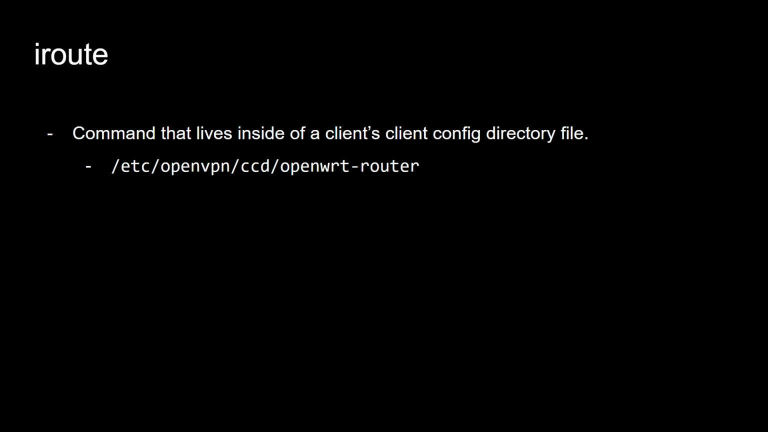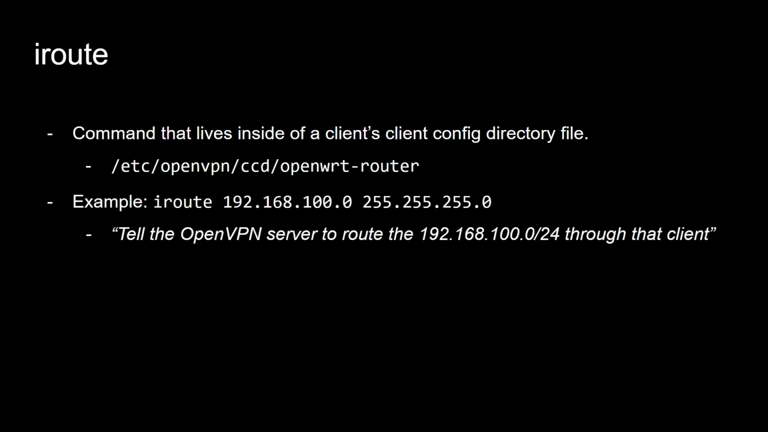iroute is an example of one of the options that lives in these files. So for example, the CCD file that we created called openwrt-router, we had an entry in there called iroute with the network ID and the net mask. This basically tells the OpenVPN server to route traffic destined for that subnet through the VPN and onto the client, specifically the openwrt-router client.